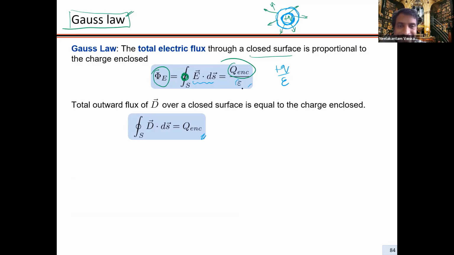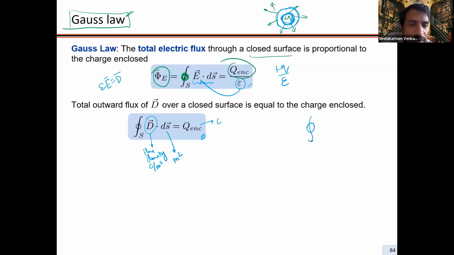So notice again, since there is an epsilon, I can bring the epsilon to the right-hand side. So it becomes epsilon E is equal to D. So this is electric flux density. And the unit of electric flux density is coulomb per meter square, and the unit of this is meter square. Coulomb per meter square times meter square becomes coulomb. So dimensionally, it's correct.